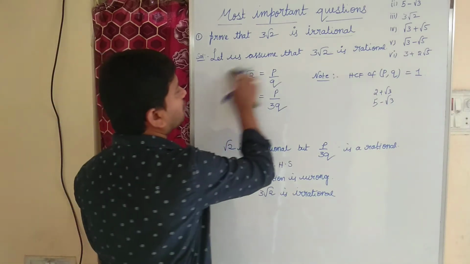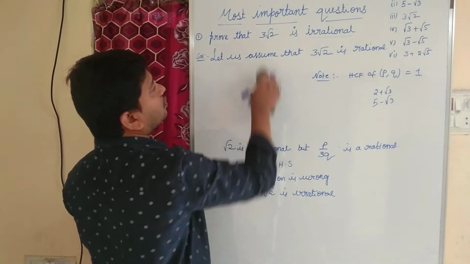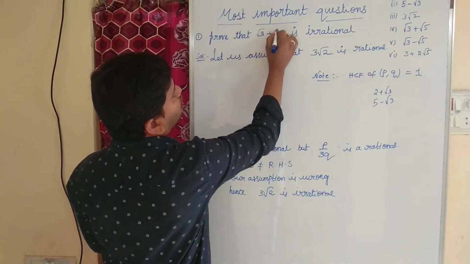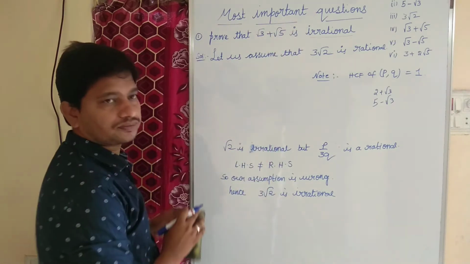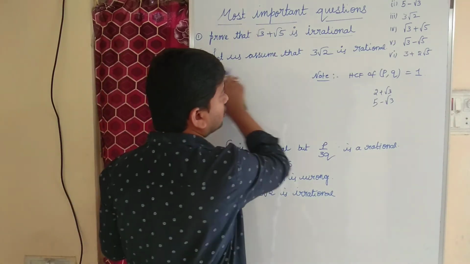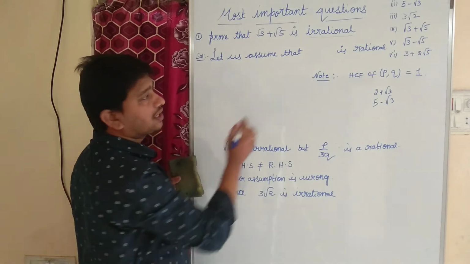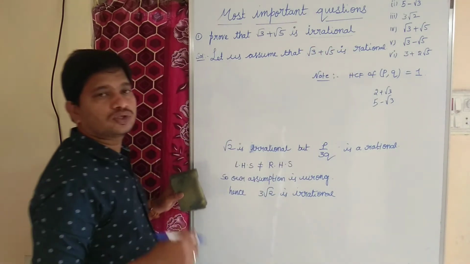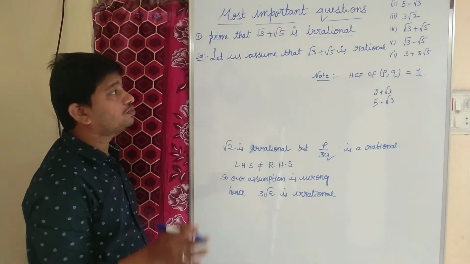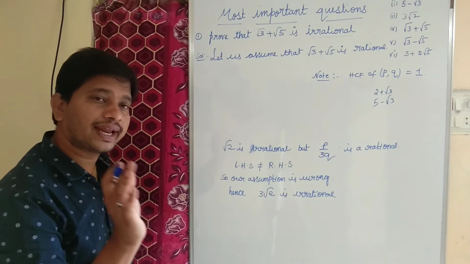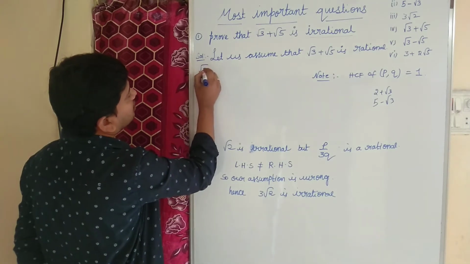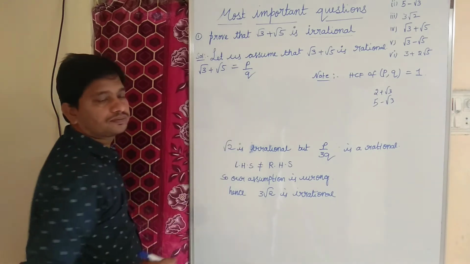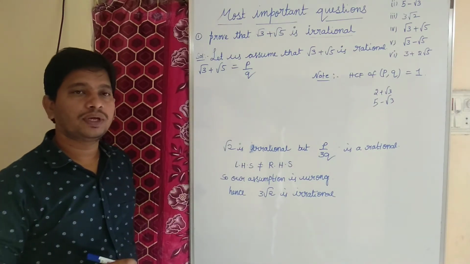Right? Now coming to one more question. Prove that root 3 plus root 5 is irrational. What we need to prove? Root 3 plus root 5 is irrational. Okay? So what you do? Same procedure. Let us assume that root 3 plus root 5 is rational. Rational means it should be in the form of p/q.